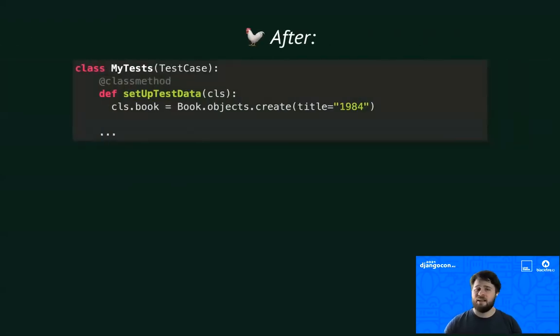If we instead write this with setUpTestData, it looks very similar. We have the setUpTestData method. It no longer says self, it says cls. It has a classmethod decorator because it's a class method. And we store the book instead on the class. And then during the tests, the test instances can still use self.book to access it because Python semantics mean that any attribute that doesn't exist on the instance is looked up then on the class. So our tests wouldn't need to change if we were changing like this.